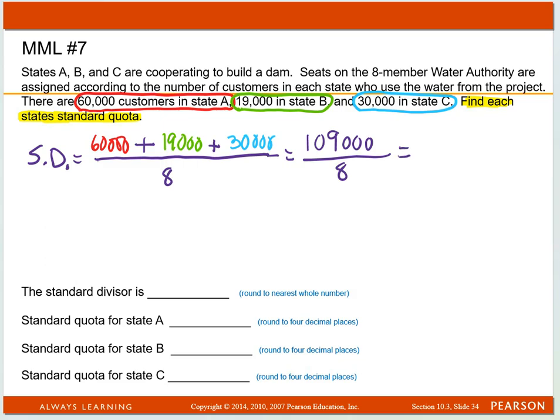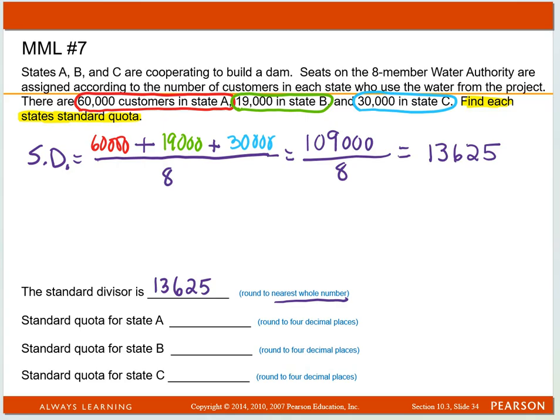So the standard divisor is actually an even number. It's a whole number, 13,625. Now it does say round to the nearest whole number, but I think that came out evenly. So not evenly, it's an odd number, but you know what I mean. It came out as a whole number. It divided perfectly. There was no decimal or fraction. So that's the answer there.